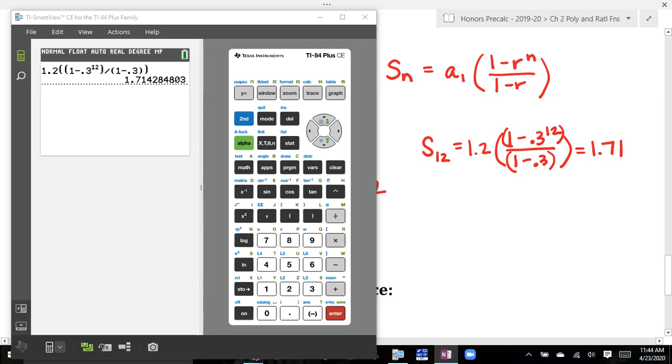Okay, so nothing crazy, nothing tricky. We're just plugging into a formula. But in your calculator, just make sure you get those extra parentheses around both the numerator and denominator.